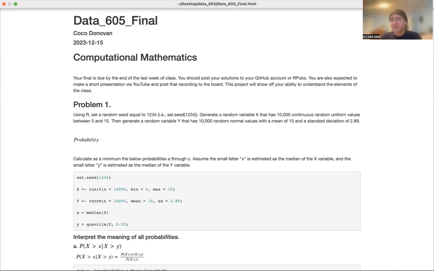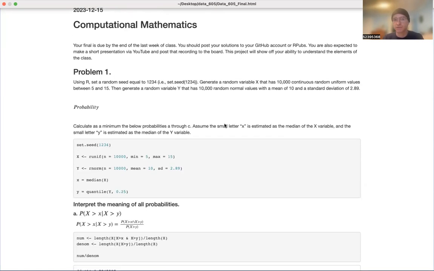So my name is Coco, and I am just presenting my work that I did to complete the final assignment for Data 605. Starting off, the first request is that we set a seed equal to 1, 2, 3, 4. I've done that right here.